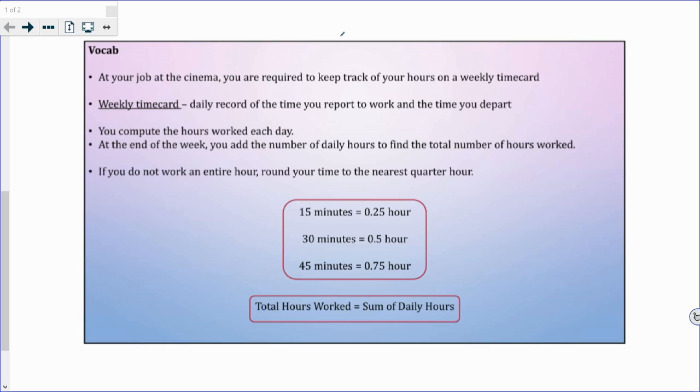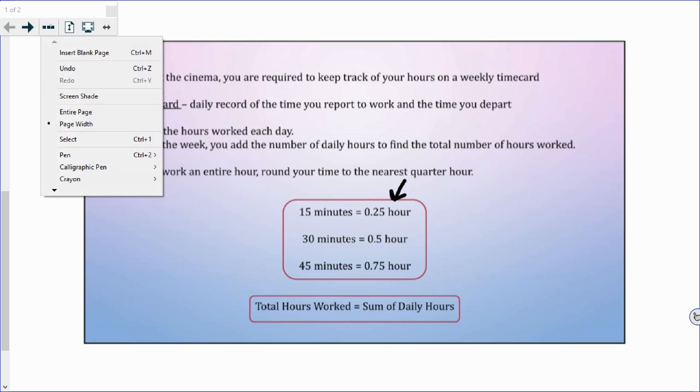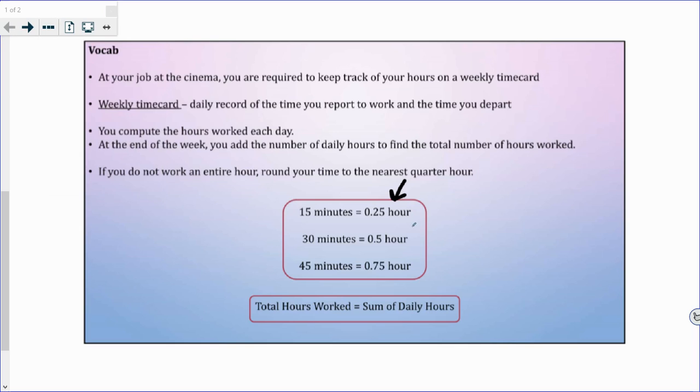So for instance, if you only work 10 minutes, that's closest to 15 minutes, so we're going to use 0.25. Let's make this a little smaller. If you work 30 minutes, that's only going to be 0.5. So half an hour is 0.5. 45 minutes is 3/4 of an hour, so 3/4 is 0.75. Then to find your total hours worked, you're going to add all of the daily hours together.